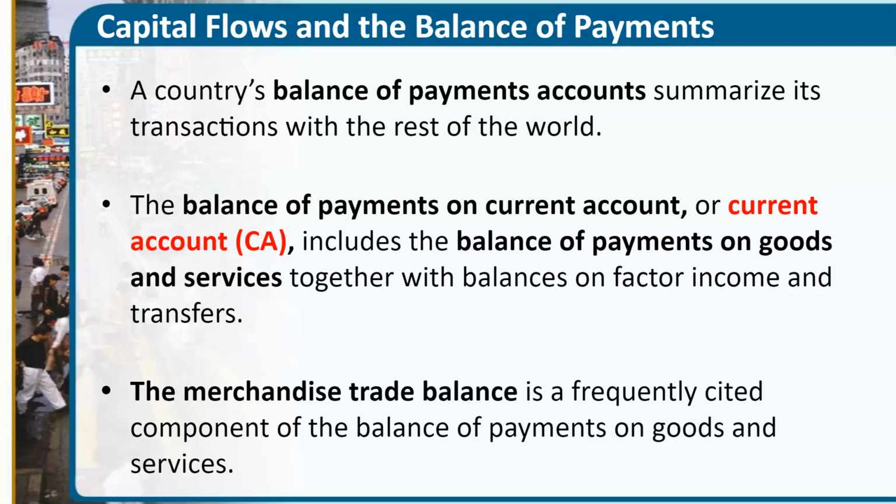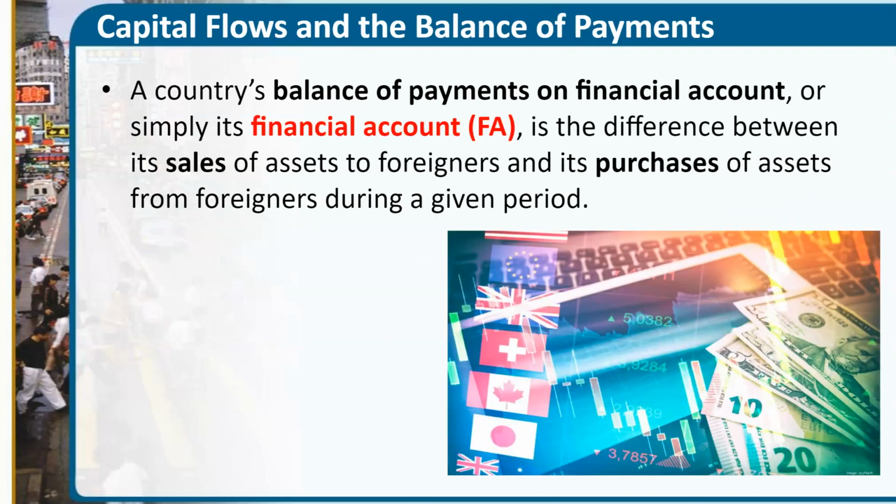Current account would include things like goods and services. The type of goods and services that we buy every day would be included in the current account. And the merchandise trade balance is a frequently cited component of the balance of payments on goods and services. Nothing specifically there you need to know, just to know that it is included when we talk about goods and services, buying things. It is included in the current account aspect of the goods and services we see there.